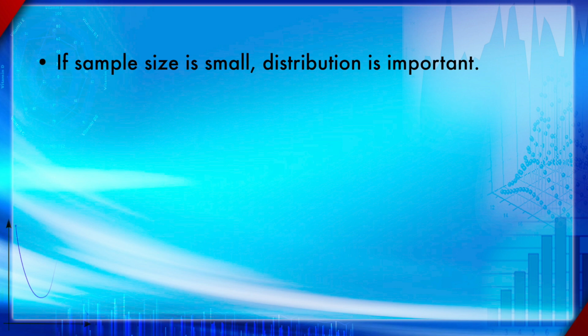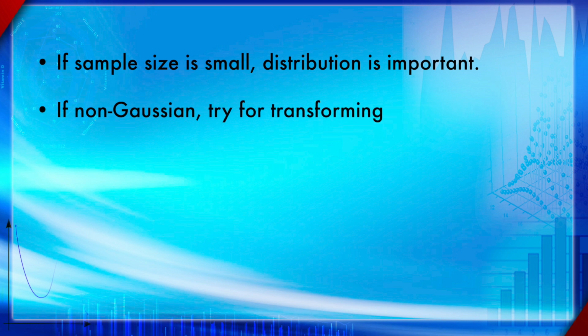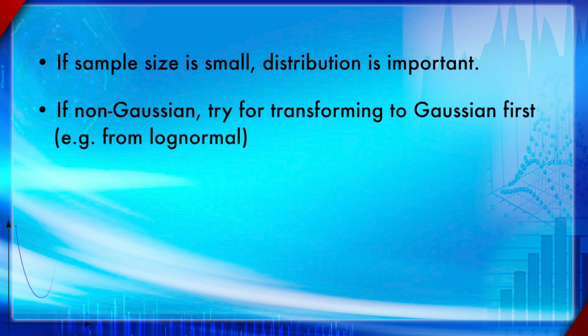Now the problem is when the sample size is small. The distribution is very, very important. If the sample size is low, it depends on the distribution. If the distribution is non-Gaussian, try transforming to the Gaussian first. Rather than going for a non-parametric test, it's always better to transform to the Gaussian. For example, you can use a log-normal transformation or a reciprocal transformation. Try it out. Does it work or not?